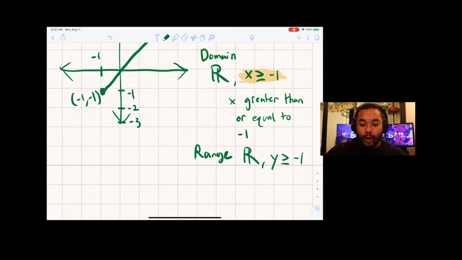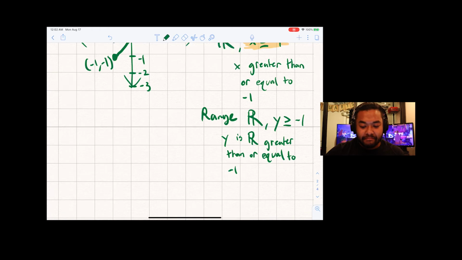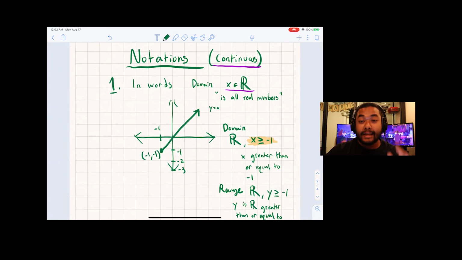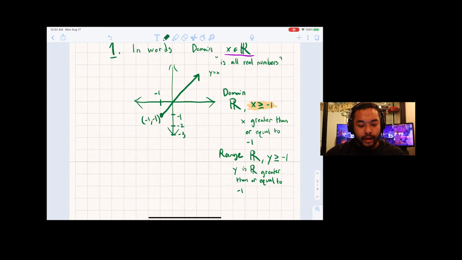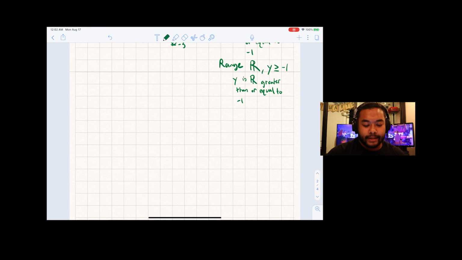In words, the range is y is all real numbers greater than or equal to -1. And that's it. Easy peasy. We have done it in words. So how could we do this in the next notation, which is inequality notation?